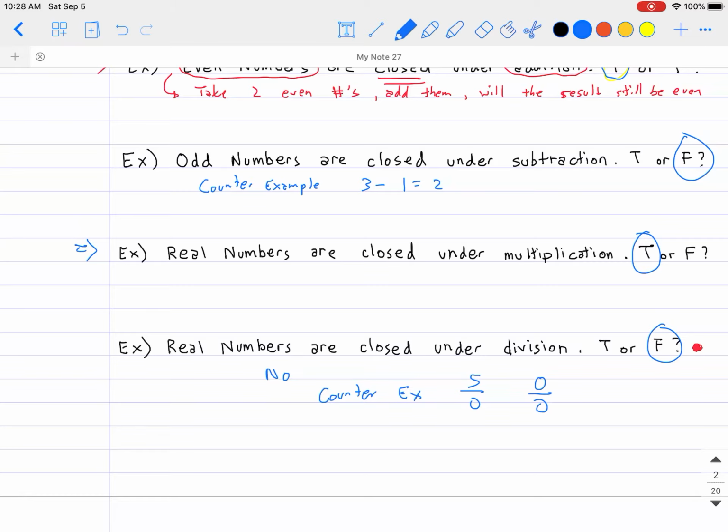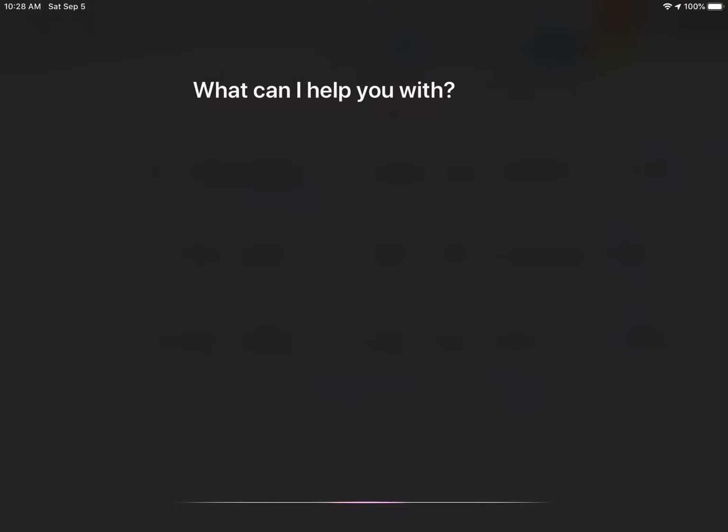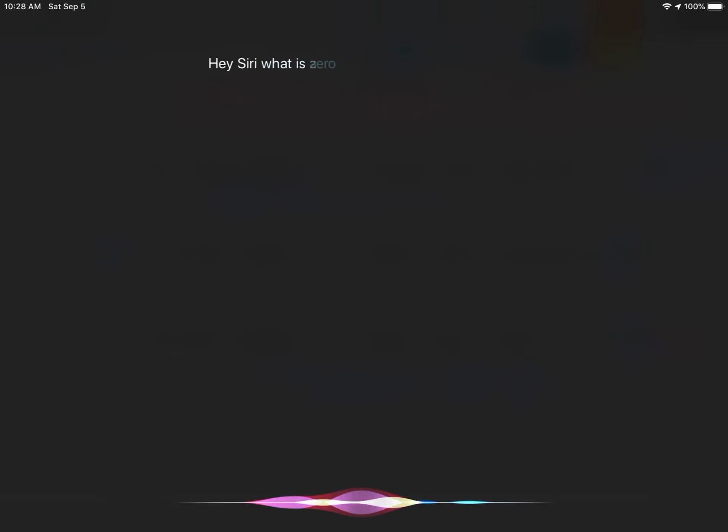But if you're not sure and you don't trust me about the 0 over 0 thing, let's go ahead and ask Siri just in case.